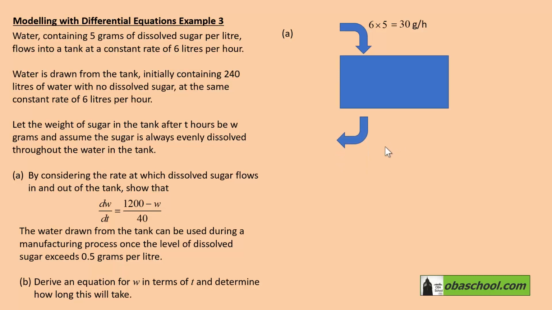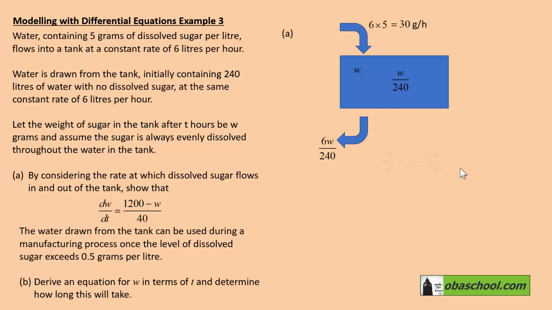We're also drawing out 6 litres per hour. Now, if at some time the mass of sugar in the tank is W, and we know that there's 240 litres in here, the concentration would be W divided by 240 grams per litre. Flowing out of there is 6 litres of that, so that would be 6W over 240 coming out each hour.